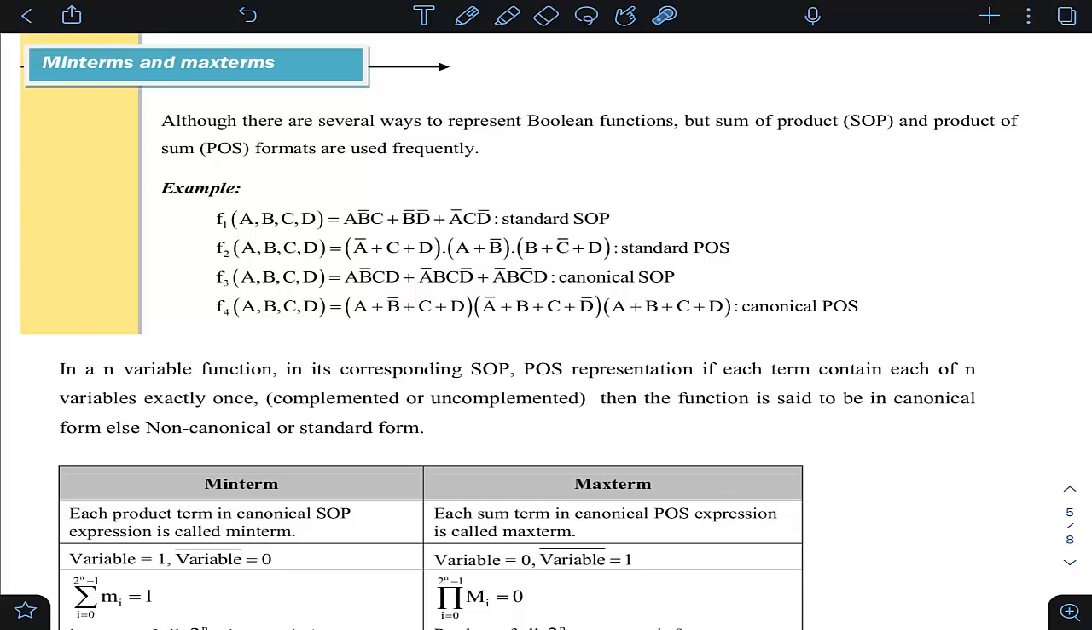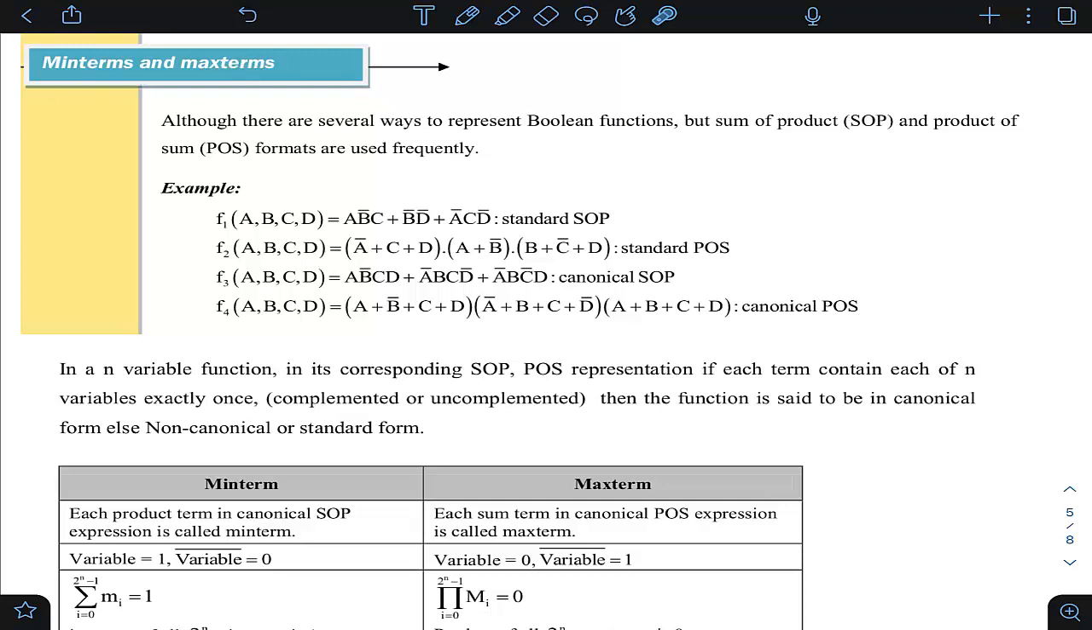Let us understand the concept of min terms and max terms. These concepts are widely used in all digital applications, students. Whenever we are learning the adder, subtractor, multiplexers, flip-flops, counters, in many aspects we make use of these min terms and max terms.